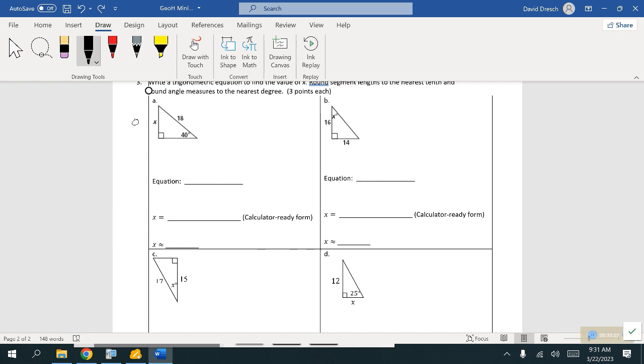opposite over hypotenuse. If you do not have sine of 40 equals x over 18, you should have missed a point or half a point right there, depending on what you had. That's the equation. If you don't have that equation, it ain't right. Secondly, calculator ready form. That's where I kept asking you today. Multiplication, division, or the inverse? It's multiplication. Get x by itself.